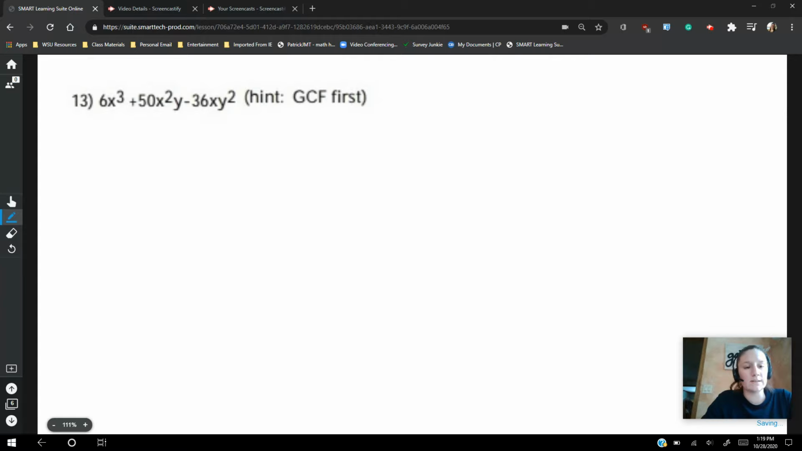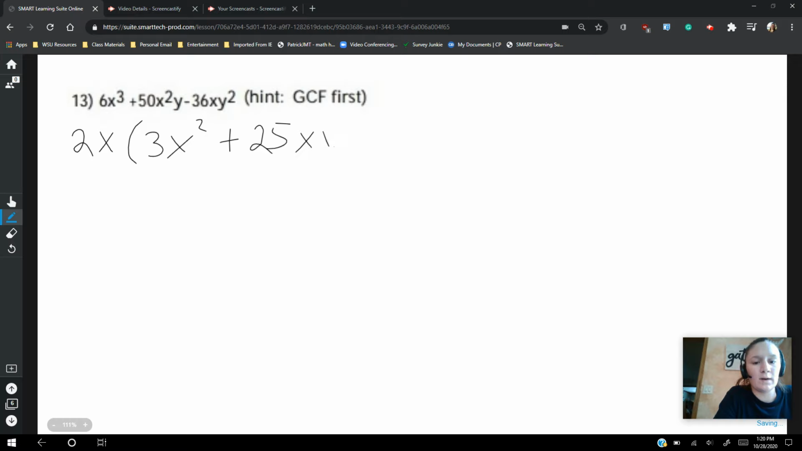Number 13 is 6x cubed plus 50x squared times y minus 36x y squared. It says hint, GCF first. So why is it GCF? Because each term is divisible by 2, and each one has an x that you can pull out. So when you do this, you have 2x, and then what's left over? You have 3x squared plus 25x times y minus 18y squared.